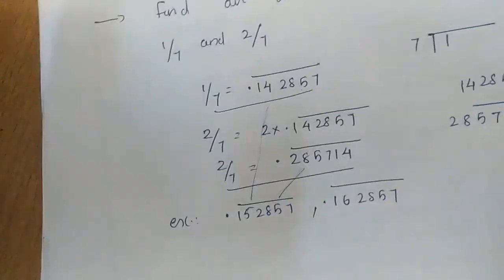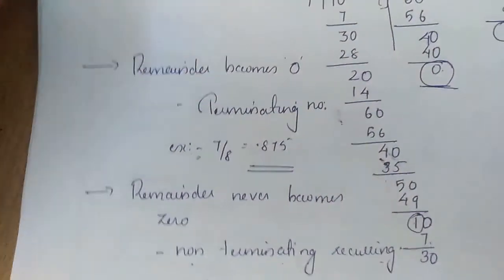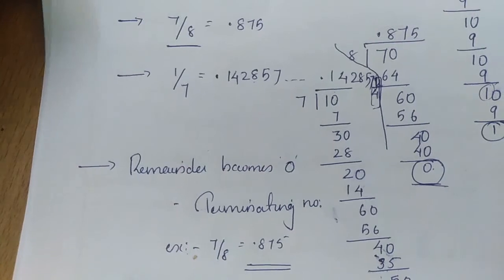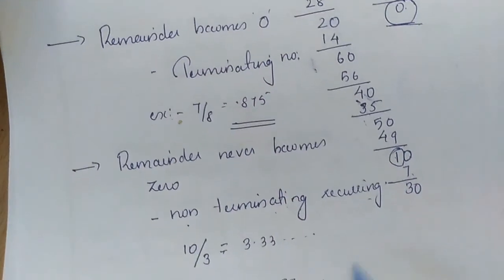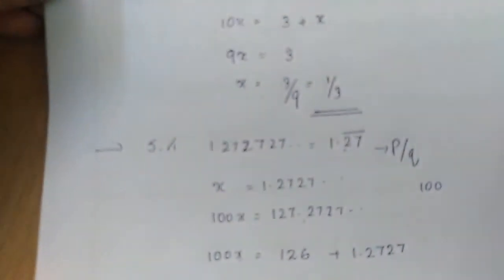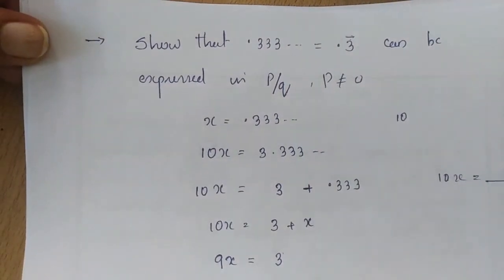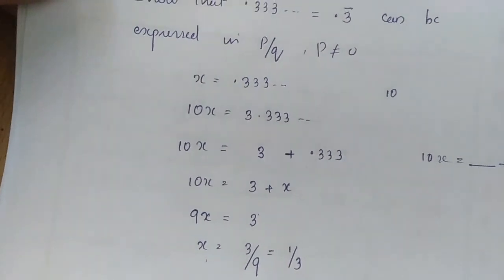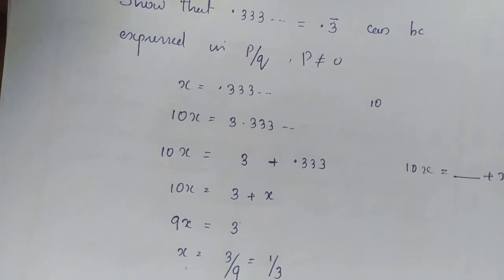So we discussed real numbers and their decimal expressions. We can categorize this kind of numbers into two: terminating numbers and non-terminating recurring numbers. Then we discussed different examples to express a number in the form of p by q. In the previous class, we discussed what real numbers and rational numbers are. In the next class, we will discuss more examples of this type.